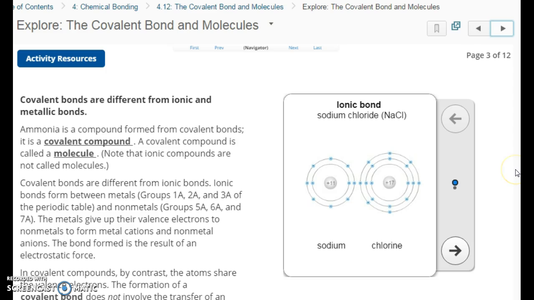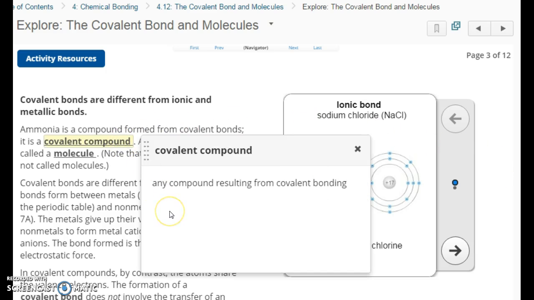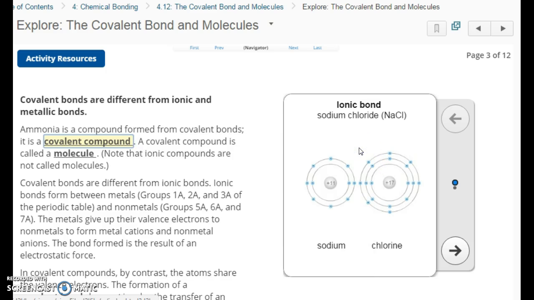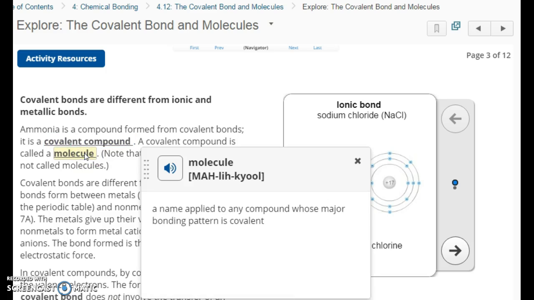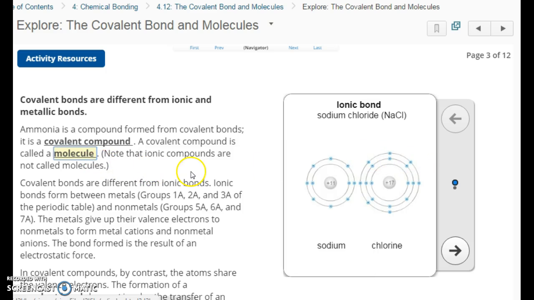Covalent bonds are different from ionic and metallic bonds. Ammonia is a compound formed from covalent bonds. It is a covalent compound. Covalent compound: any compound resulting from covalent bonding. A covalent compound is called a molecule, a name applied to any compound whose major bonding pattern is covalent. Note that ionic compounds are not called molecules.